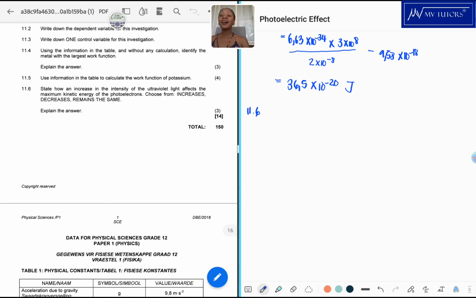So choose from increases, decreases, remains the same. Basically, it will remain the same. And everything that I have said will explain the answer. Intensity has to do with the number of electrons that are emitted. The higher the intensity, the more electrons emitted, because more photons are hitting the surface. That's it. Intensity has nothing to do with kinetic energy or the speed of the electrons or the frequency. Okay, that is the reason.